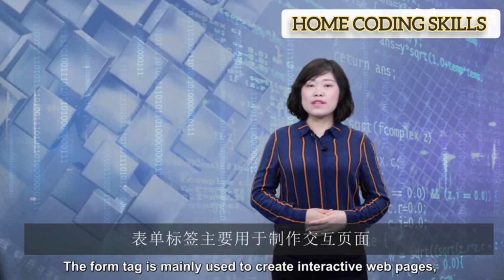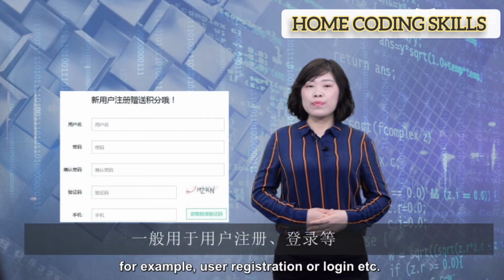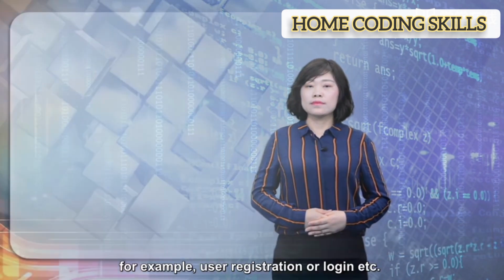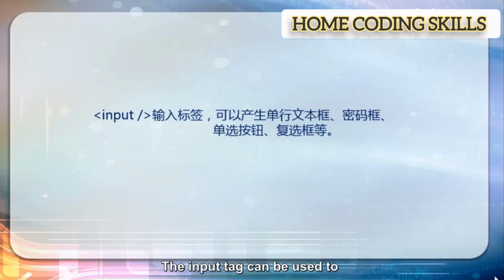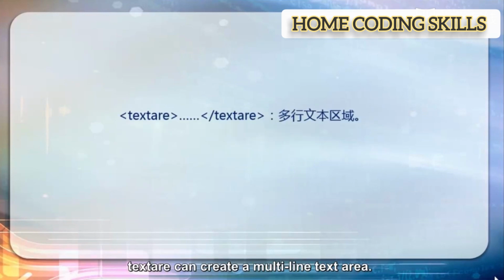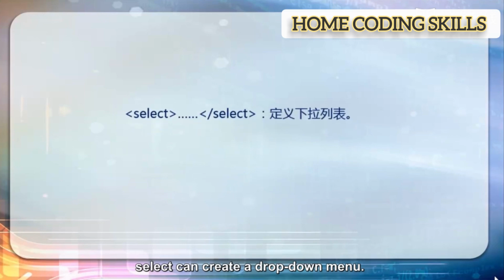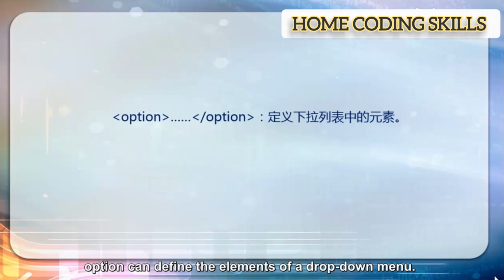The form tag is mainly used to create interactive web pages. For example, user registration or login, etc. The form tag marks the beginning and end of a form area. The input tag can be used to create a single-line text box, a password box, a radio box, or a checkbox. Textarea can create a multi-line text area. Select can create a drop-down menu. Option can define the elements of a drop-down menu.